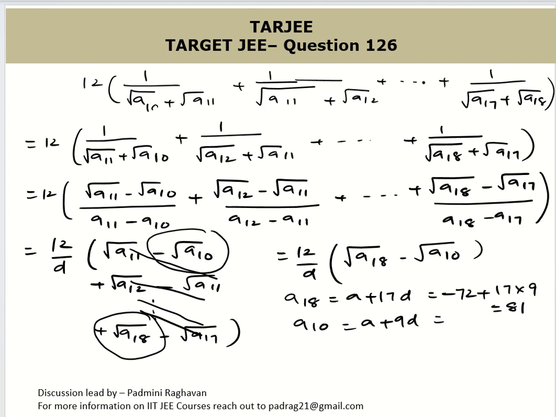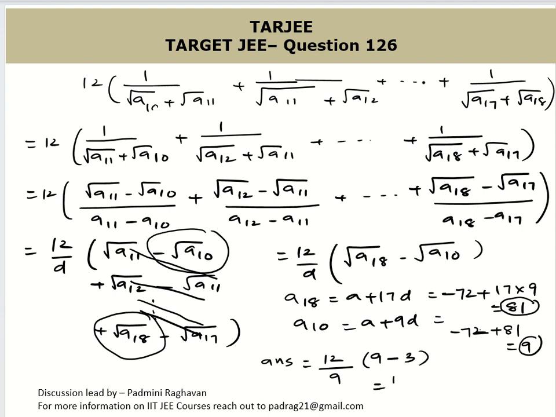Similarly here, what is the value of A10? A is equal to minus 72, D is going to be 9. So minus 72 plus 9 nines are 81. Minus 72 plus 81 will give me 9. So fortunately both are perfect squares. So the answer is going to be 12 by D, D is nothing but 9, into root A18. A18 is 81, so root of that will be 9. Similarly, A10 is equal to 9, root of A10 will become 3.